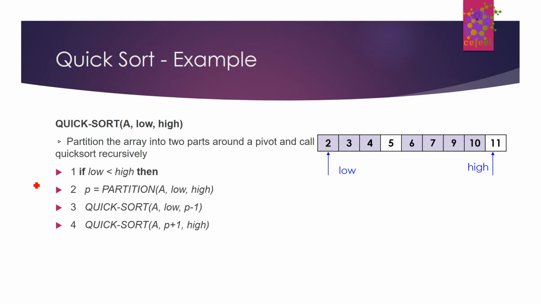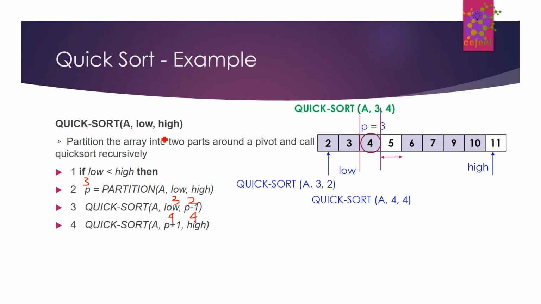So this is what we have. The first call to quicksort A34 resulted in partition 34, and that returned back p equals 3. So the value j equal to 3 was returned here. Then we call quicksort low, p minus 1. Low is 3 and p minus 1 is 2. And the next call to quicksort is p plus 1, which is 4, and then high is 4. Awesome. So let's see what happens here. So we'll have A32 and A44.